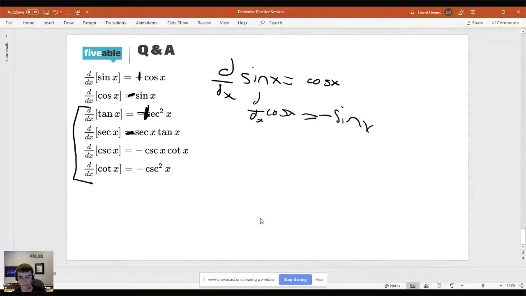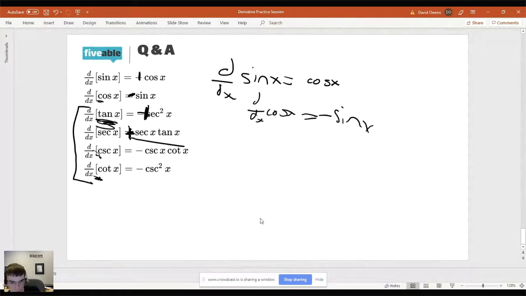And a really neat little trick to remember which ones are positive and negative is that if the function begins with a c, its derivative will be negative. So if you remember, you don't want to get C's in school. Those will be negative, and then the other ones will be positive. We've already looked at tangent squared, but let's look at how we get secant x tangent x for secant.